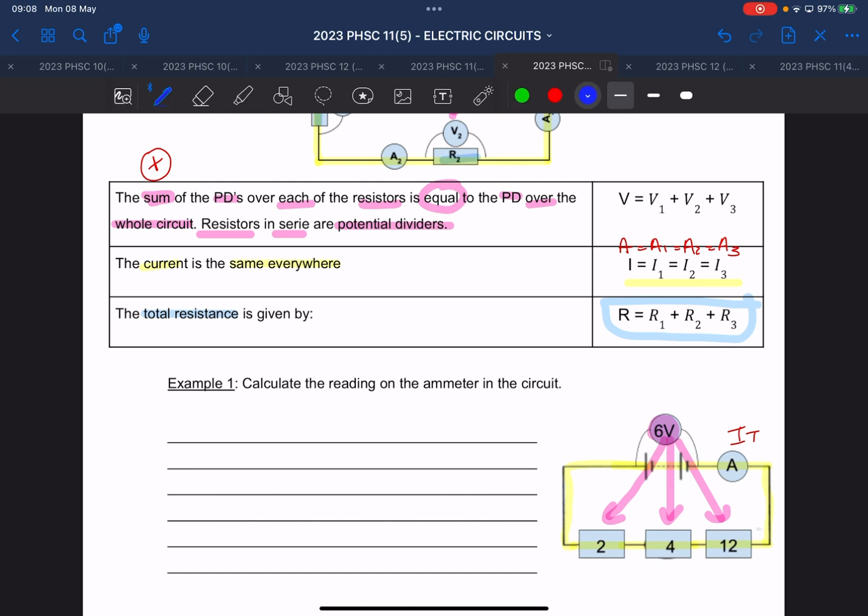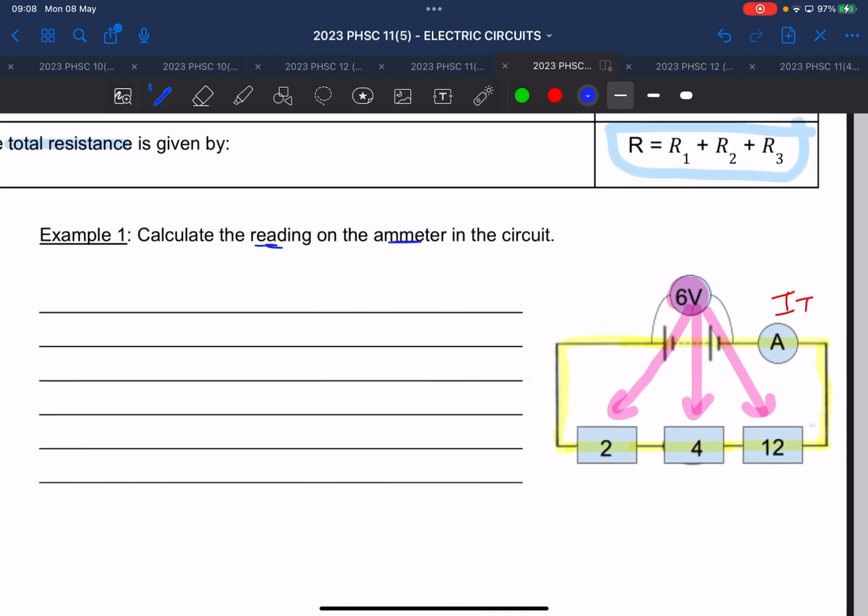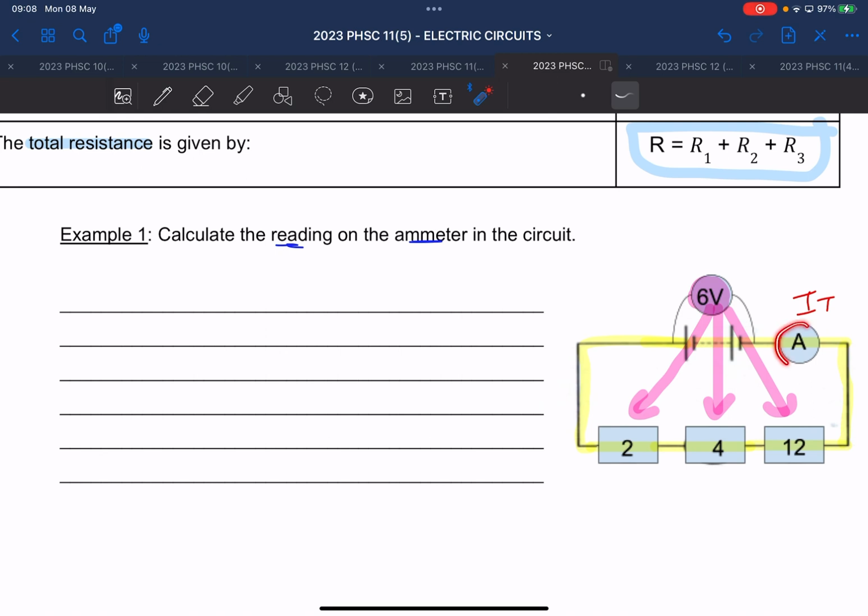Then they ask you, calculate the reading on the ammeter in the circuit. Then you ask yourself, where's the ammeter? There it is. What does it measure? The total current. So for the total current, I need the total resistance and the total volts. Again, if you have extra classes somewhere else, this is not an official subscript, T. You can use it for yourself, but it's not an official one.